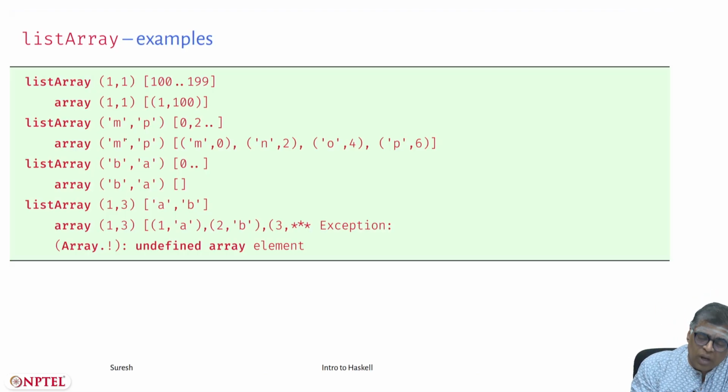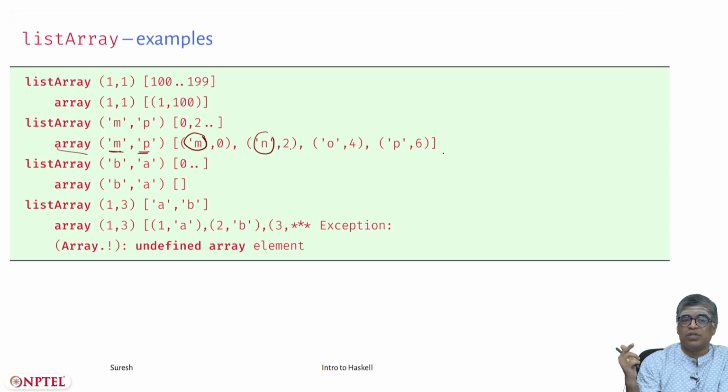listArray, as you can see here, you can also use characters as indices. ('M', 'P'): between M and P there are 4 values, M, N, O, P. So [0, 2 ..], that's an infinite list. It is the array where the lowest index is the character M, highest index is the character P, and at index M you store 0, at index N you store 2, at index O you store 4, and at index P you store 6, and that's it. The array stops. The array has to be finite, even though the list is infinite.